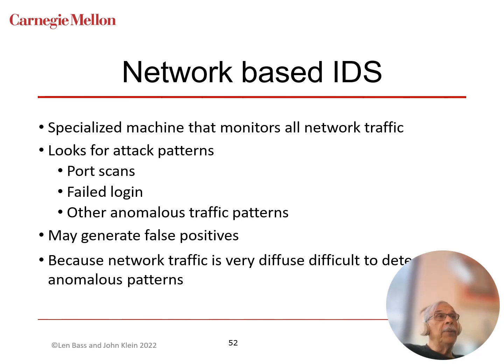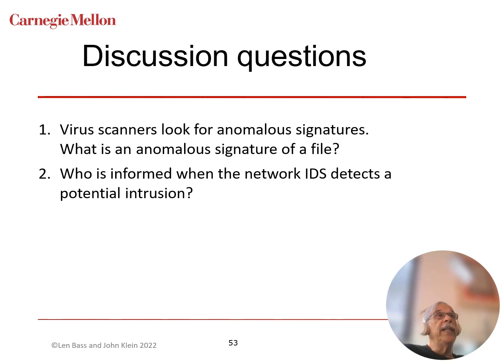There are other anomalous traffic patterns. So you're having a burst of a particular type of traffic to a sensitive database, for example, and that is off hours. So you wouldn't expect that. And so that would be an anomaly. The difficulty with network-based intrusion detection is that network traffic is very diffuse. And so it's difficult to detect anomalous patterns. And so you end up getting false positives.